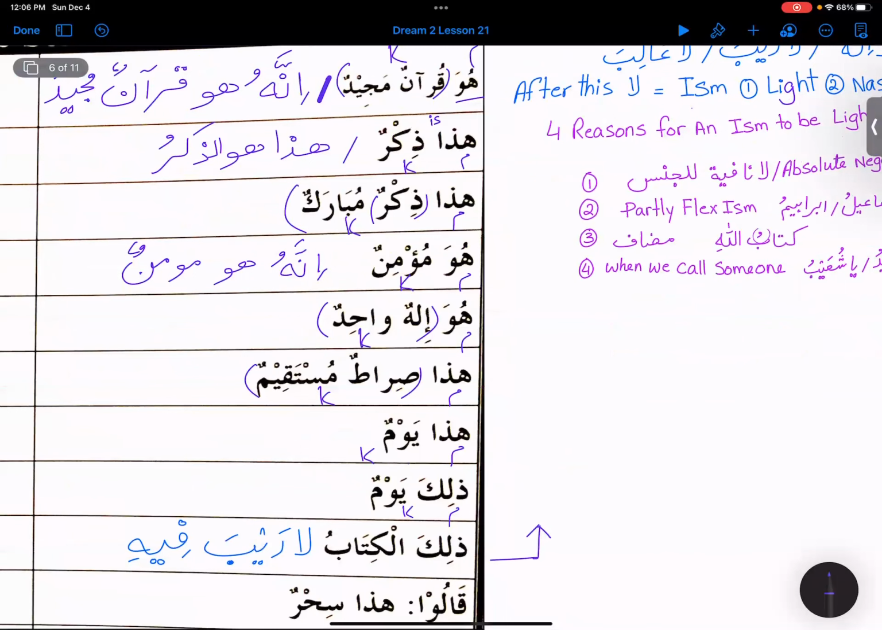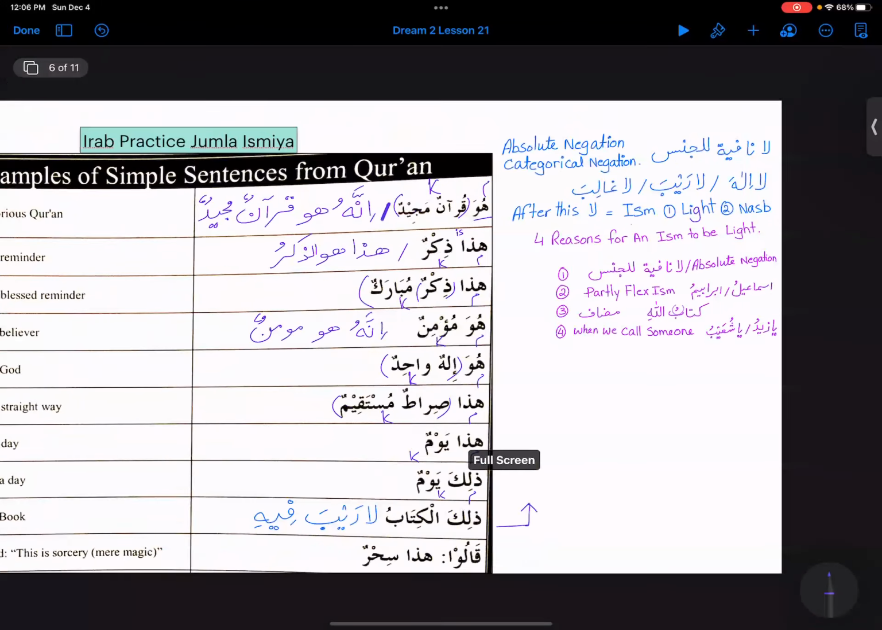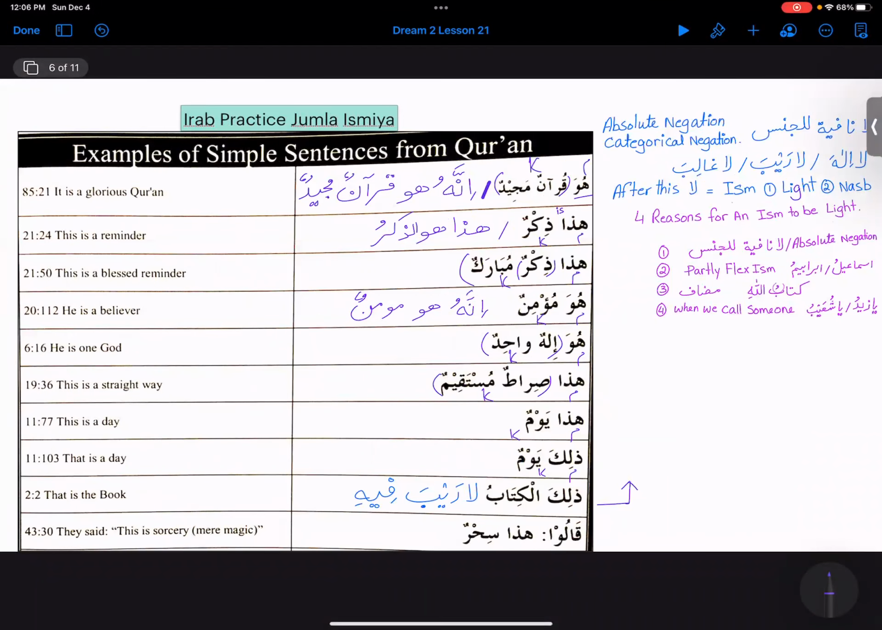That is the day. So dhalika is mubtada, yawmun is khabar. Easy. Zalikal baytu. Sorry, zalikal kitabu la raiba fi, subhanallah. That's a fragment. This book. Zalikal kitabu, right? We say that book, right? According to our grammar, it should be that book.